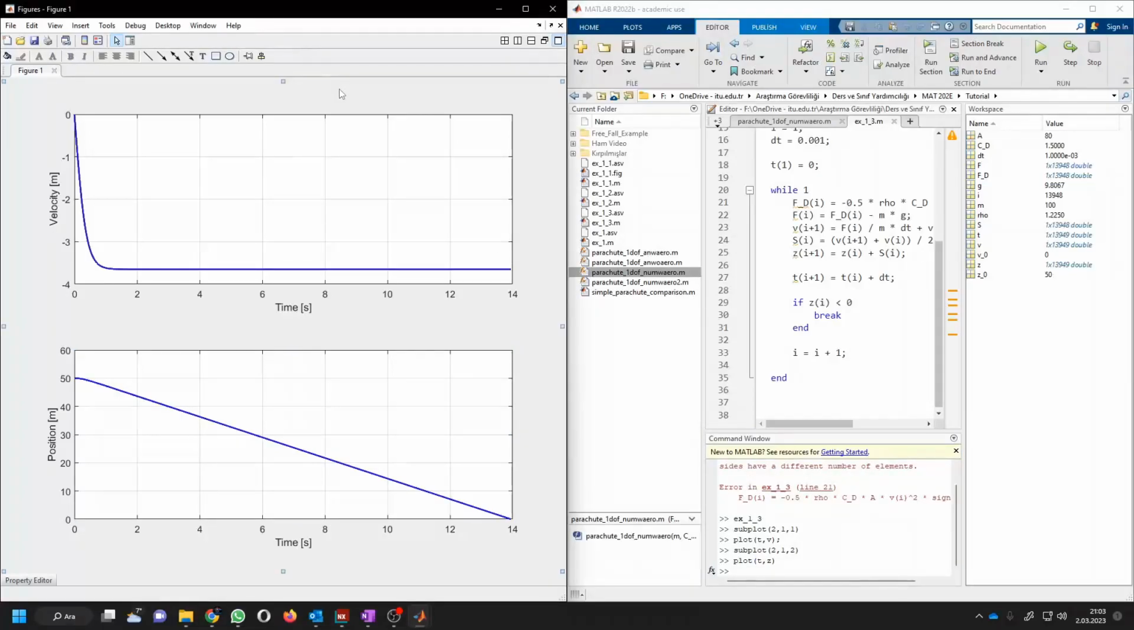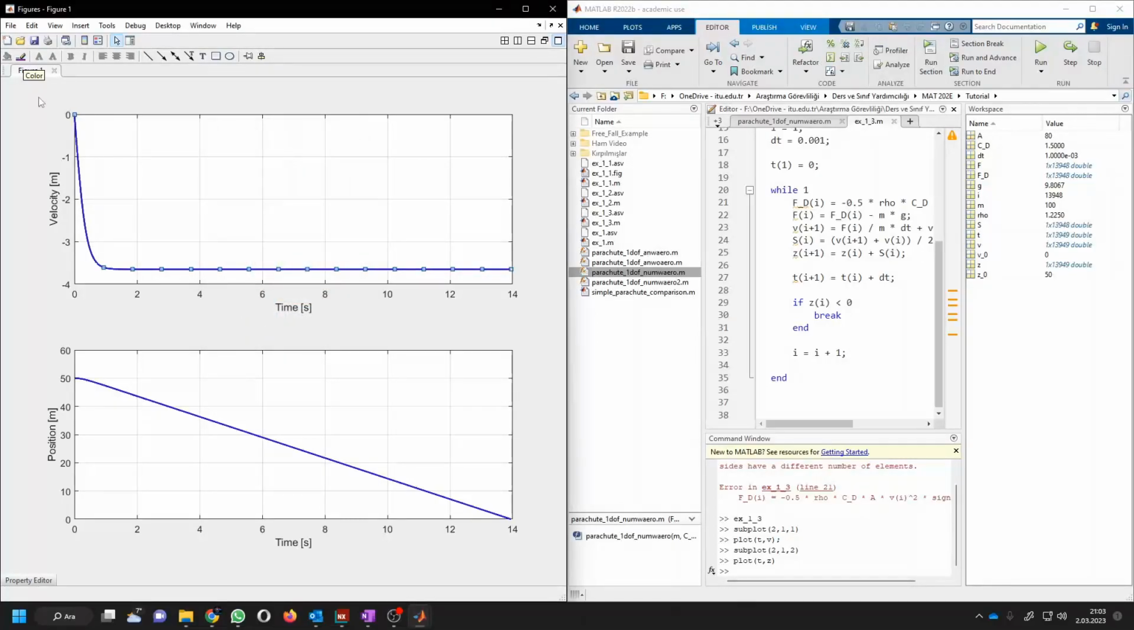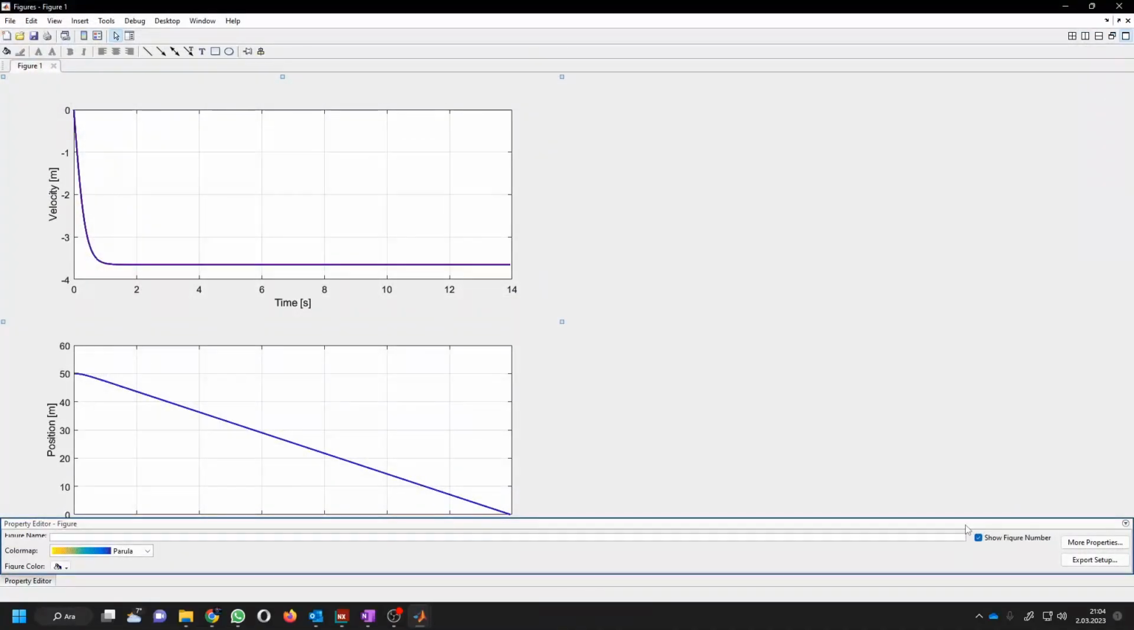Okay, let's see. I will change the color of the second curve to red, and I will increase its thickness if I can.